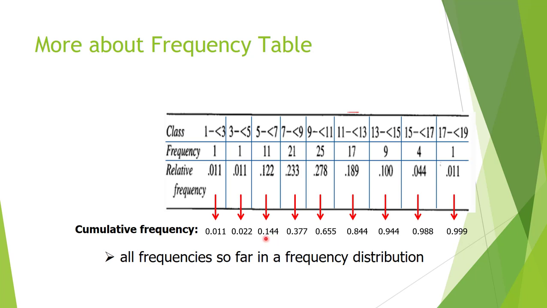0.144. So let's take a look at how we are going to interpret these cumulative frequencies. For example, this one, if I convert it into a percentage, will be 14.4%. So for this number, that means I have 14.4% of homes with energy consumption equal to or less than 7. That means it covers all homes with energy consumption from 1 to 7. Okay, so that is what is meant by cumulative frequency.